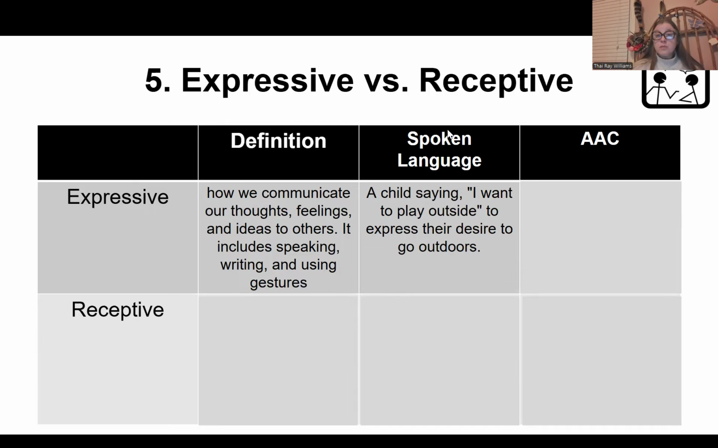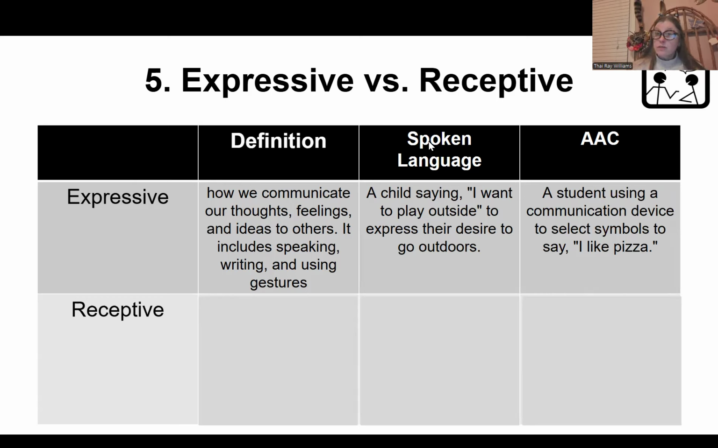So if a student was using spoken language, what would that look like? It would look like the student saying, I want to go outside, when they want to go outdoors to play. That is them expressing. That's what we're used to. That's normal for us. What would that look like for a student who's using an AAC device? Well, it might look like them selecting a symbol on their AAC device for I want pizza or I like pizza. So those are very easy for us to see and understand. And if we're going to plan for communication, we often plan for expressive communication.